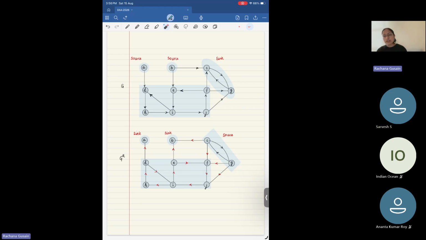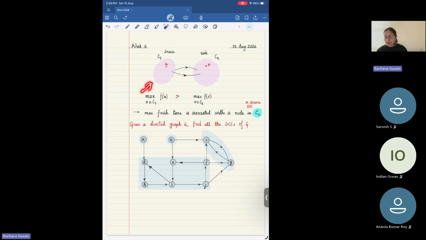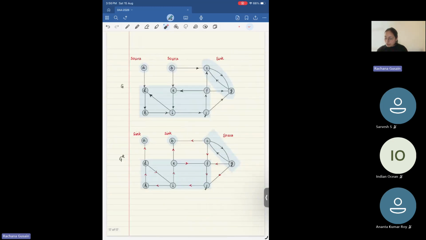Yes. No matter where we start, this property that we had discussed, that the maximum finish time will always be associated with a node in a source strongly connected component, means that if I run my DFS on G of R, the maximum finish time will be associated with either C or G, because those are the nodes in the source strongly connected component. Correct? Yes, sir. And I have identified a node which is actually there in the sink strongly connected component of G. That is what I wanted.